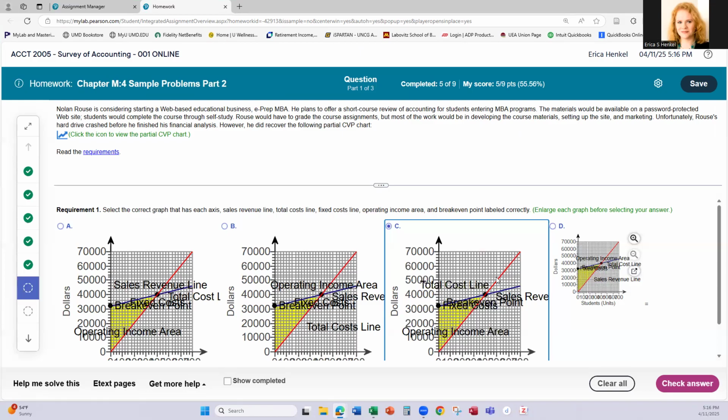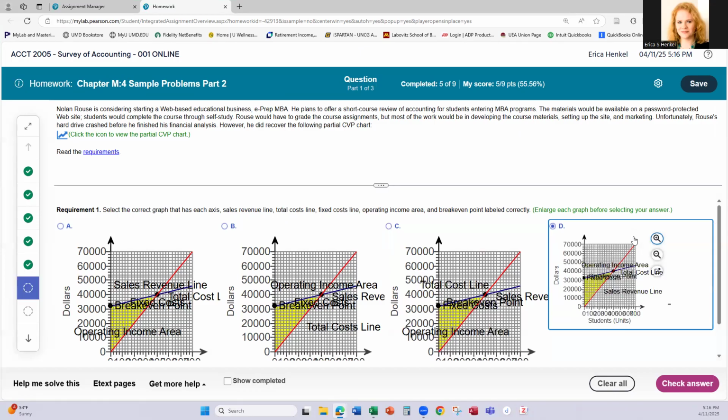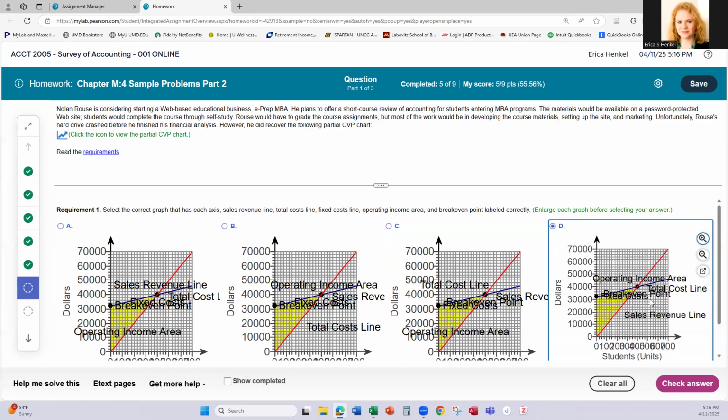And let's see here. I think, yeah, that's not the operating income area down there. So it's got to be either this one or this one, because the operating income needs to be in the top one. Anyway, sorry, I'm going to keep clicking on these until I find one. Okay, there we go. Operating income is up here. Total cost line here. Fixed costs is here. That's our break-even point. And I think they're labeling the sales revenue here. So I'm going to go with that one.